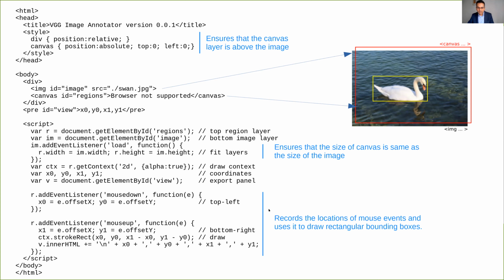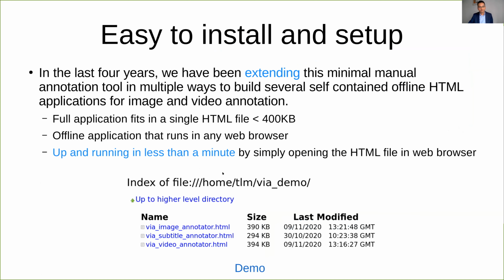And then the lines on the bottom record the mouse events like mouse press and mouse up. And this is how it records where you pressed the mouse, dragged it, and then released the mouse. This is what is essential to record the user interaction with the image. And basically, this is what you need to make a manual annotation tool. So that was quite exciting when we stumbled on this.